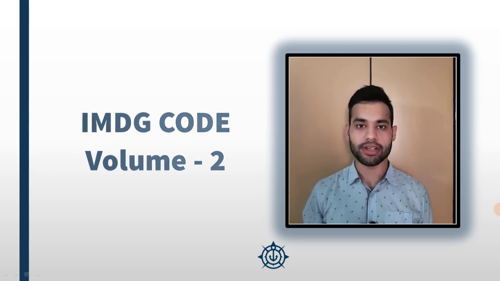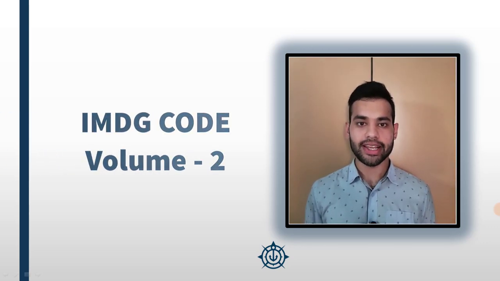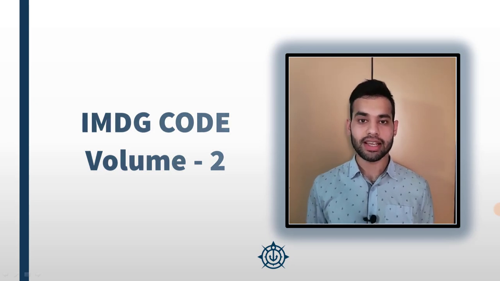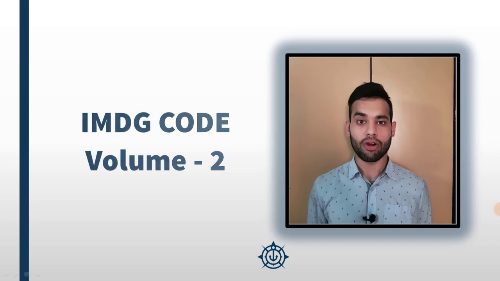Hello friends, in this video we are going to get familiar with the volume 2 of IMDG code. Volume 2 contains the dangerous goods list, which is very important for second mate orals as well as for practically on board. So let's get started.